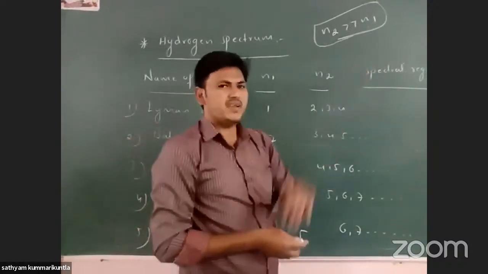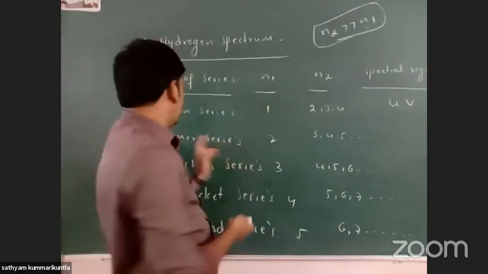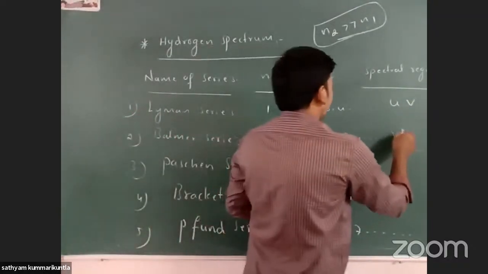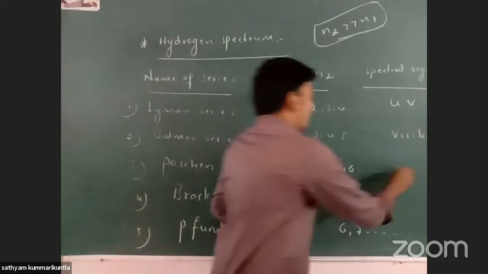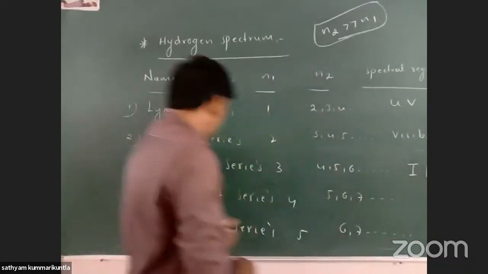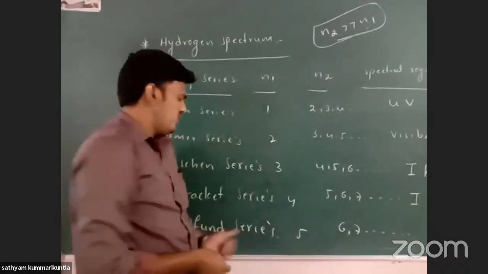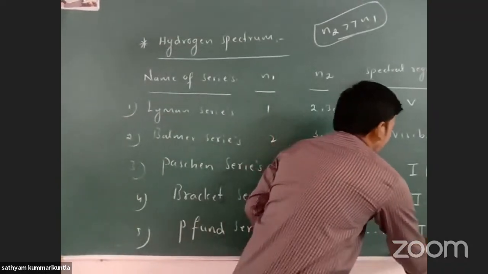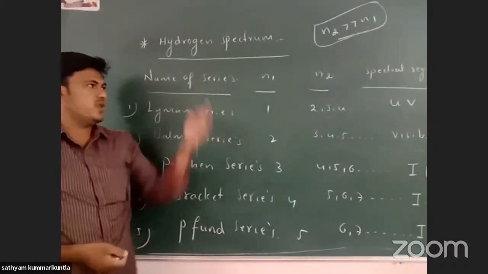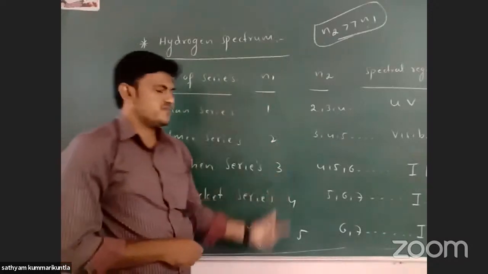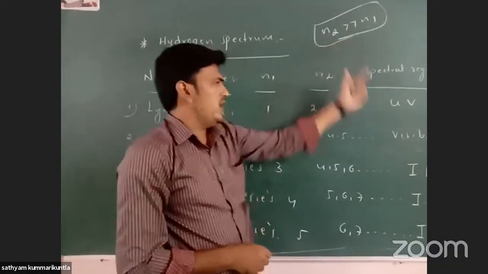Next one, spectral region. So Lyman series, UV region, ultraviolet region. Next, Balmer, visible region. Next one, Paschen, IR region. Next, Brackett series, same IR region, infrared rays. Pfund series, same IR region. Very important. So name of the series, N1 values, N2 values, and N2 is always greater than that of N1 value.